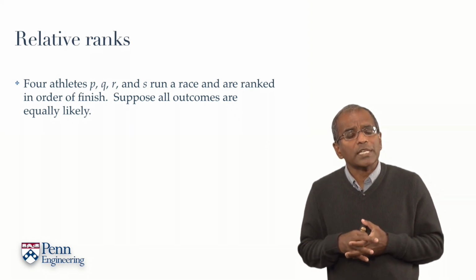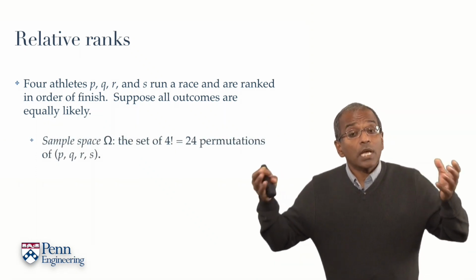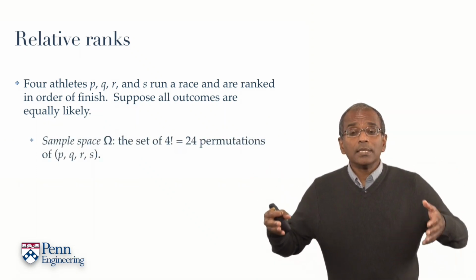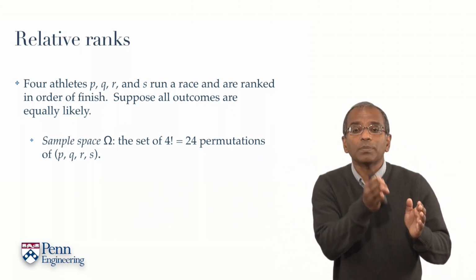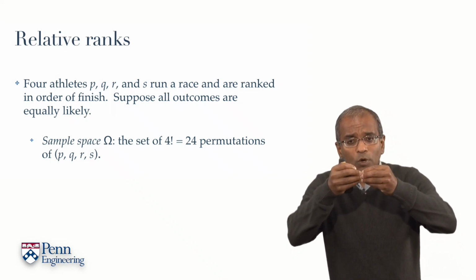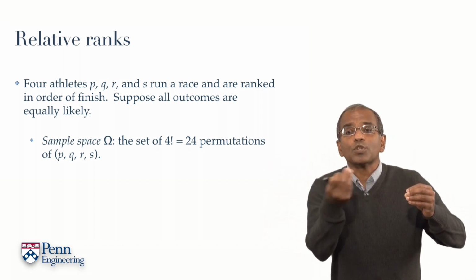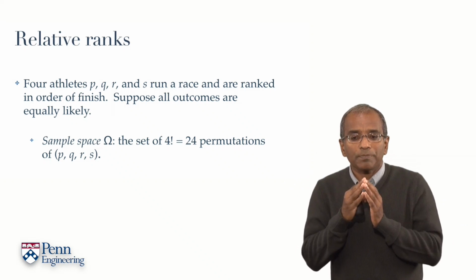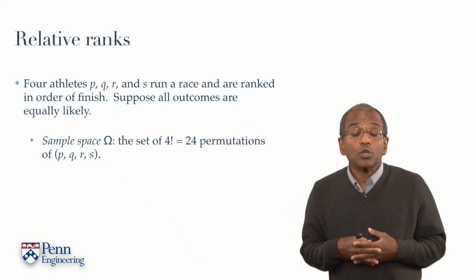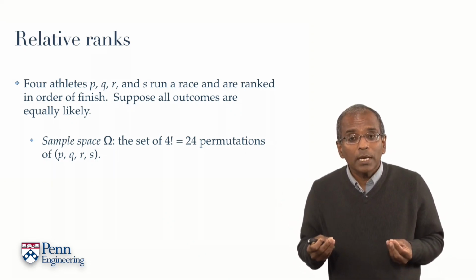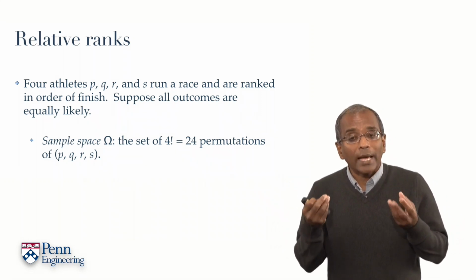What is a natural probability space for this model? So let's begin one step at a time. We naturally want a sample space. The sample space here is the allocation of order to the four athletes P, Q, R, and S. In other words, we've got a four-tuple of individuals, and every possible permutation of those four-tuples is a valid sample point. How many possible permutations are there? Well, there are 4 factorial permutations, or 24 possible permutations. Therefore, the sample space is all 24 permutations of the letters P, Q, R, and S.